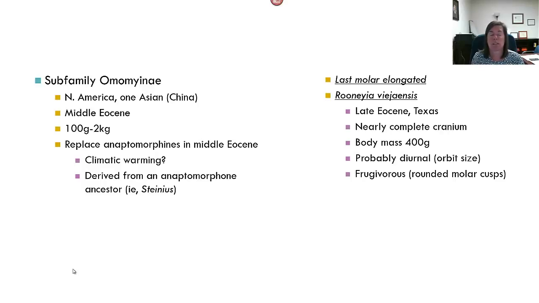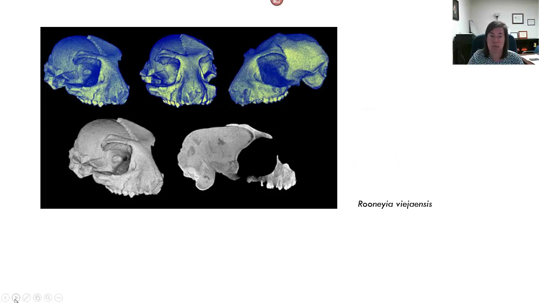One specimen from the family Omomyoids is Shoshonius cooperi. It's also from the late Eocene of Texas. It's a nearly complete cranium. It has a body mass of 400 grams. It was probably diurnal based on the small orbits, and it was frugivorous with rounded molar cusps.